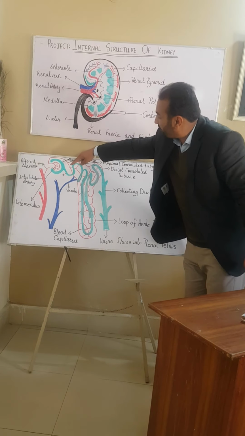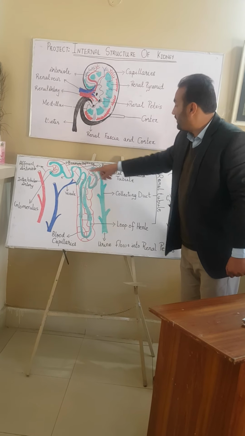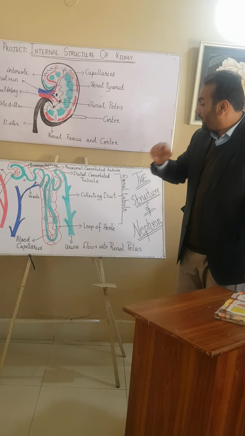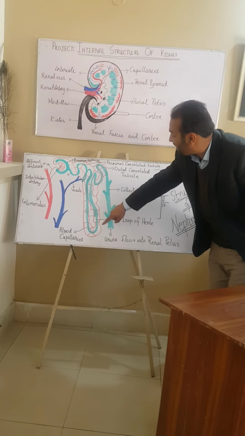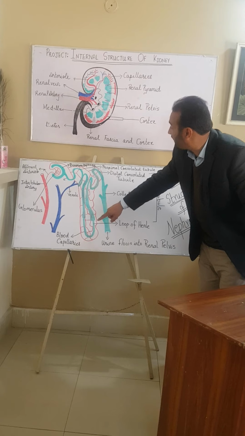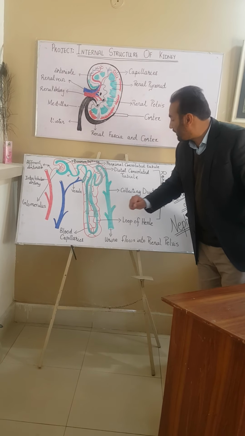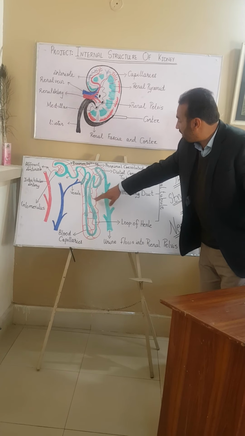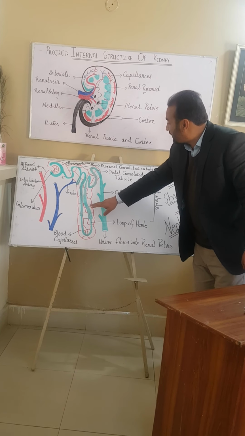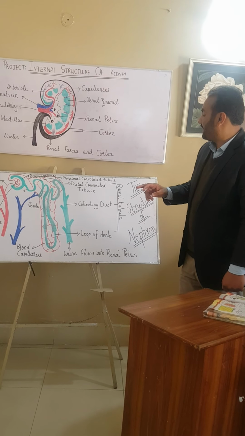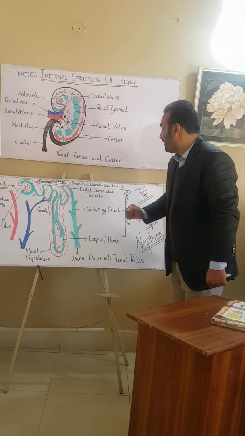The next part of the nephron is called the renal tubule. Renal tubule is further divided into three parts. The first convoluted part of the renal tubule is called the proximal convoluted tubule. The other narrow U-shaped structure that is attached with the proximal convoluted tubule is called the loop of Henle. The third and last part of the renal tubule is called the distal convoluted tubule. Finally, the distal convoluted tubule is attached with the collecting ducts.